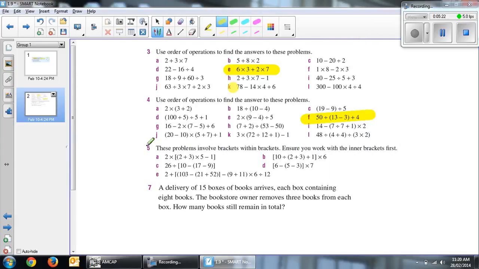Let's have a look at these ones. Now, these problems involve brackets within brackets. Ensure you work with the inner brackets first. Okay, let's have a look at this really long one here, E.